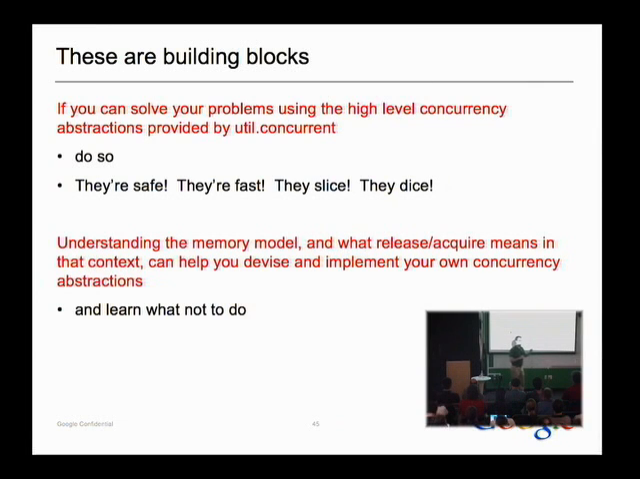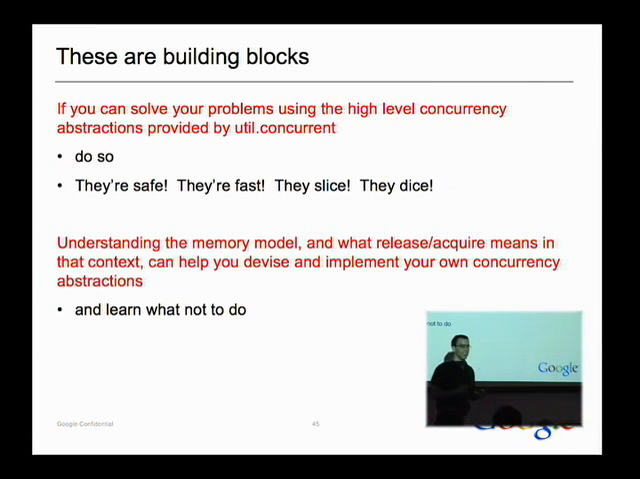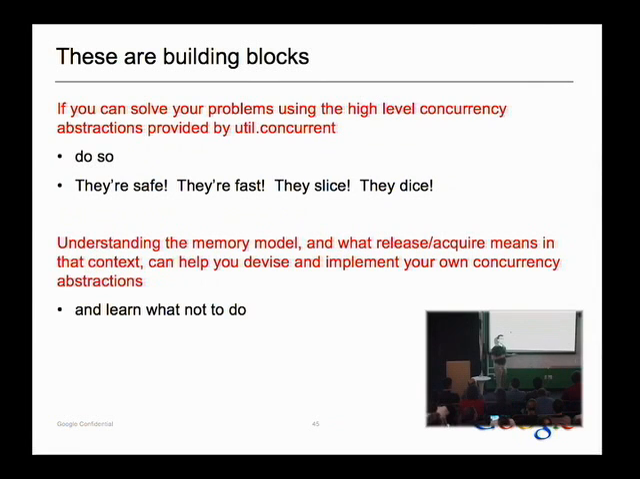If you have to go beyond that, and even if you don't, understanding the memory model can really give you a sense of how you can go about devising your own concurrency abstractions. Sometimes you're just going to have something that doesn't fit into java.util.concurrent, and you're not going to want to shoehorn it into java.util.concurrent. You're going to want to create your own concurrency abstraction. So you should really take advantage of that.